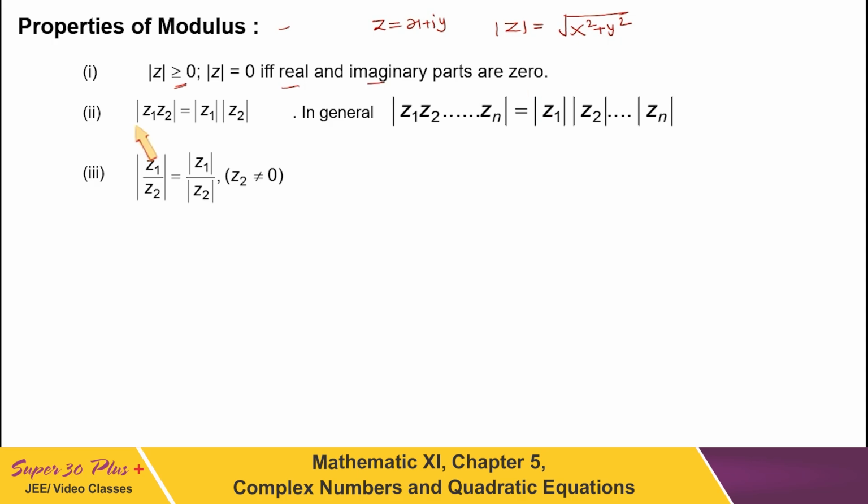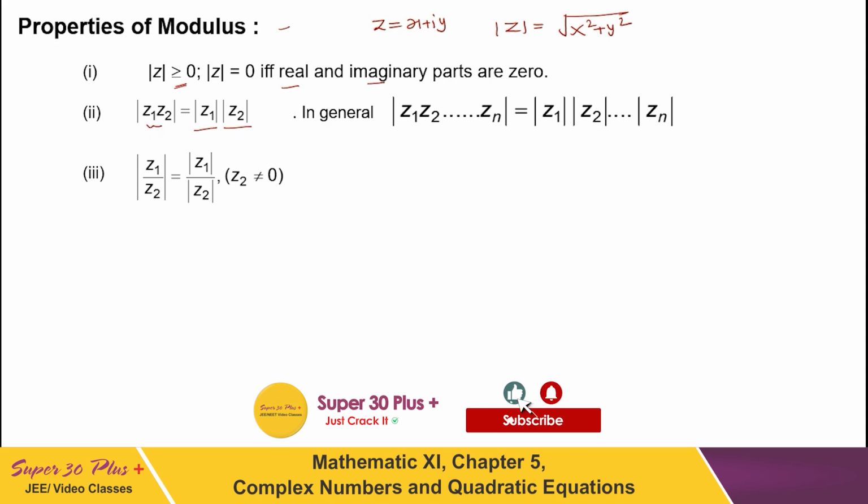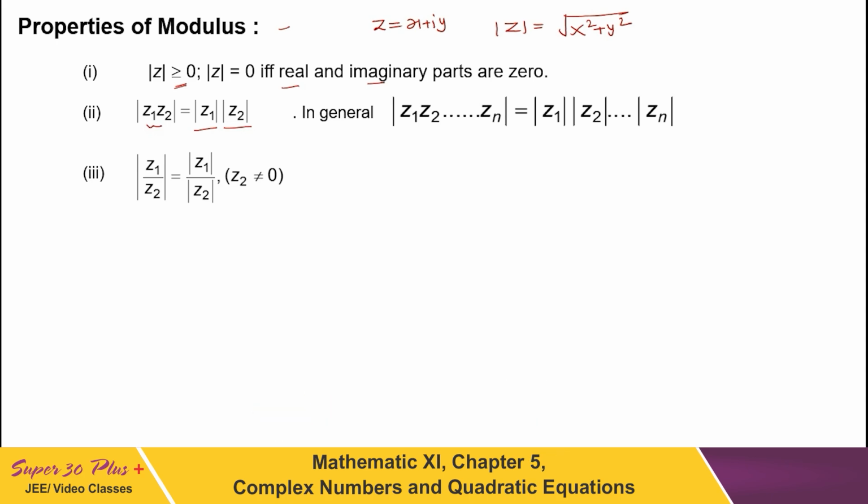Property number 2: the mod of z1 into z2, the product of two complex numbers, is equal to mod z1 into mod z2. In general form, if there are n complex numbers multiplied with each other, then the modulus of the product of n complex numbers is equal to the product of the individual mods of the given complex numbers. That means mod of z1 into z2 into zn is equal to mod z1 mod z2 mod zn. Now we are going to prove it.